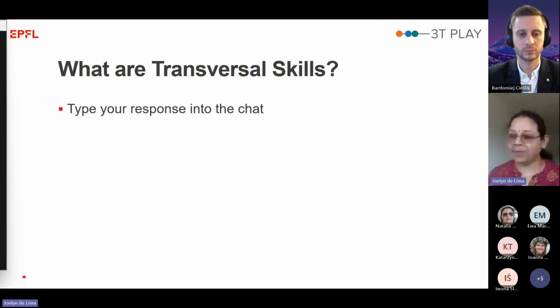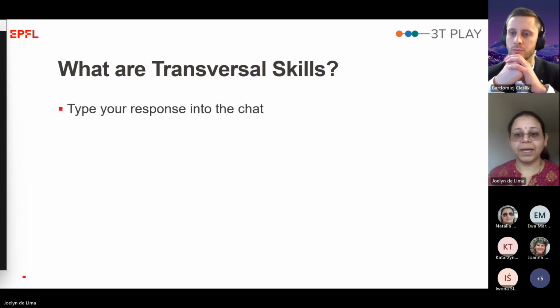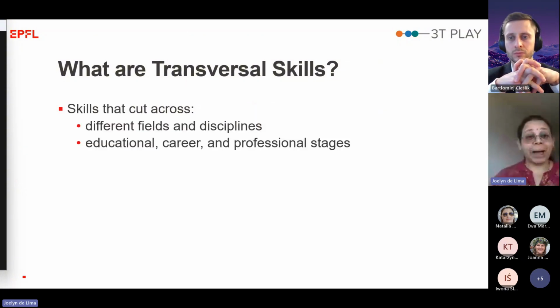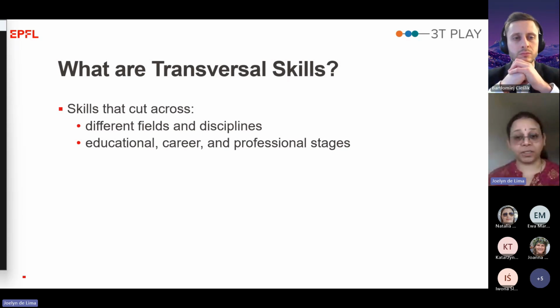I'm going to give you another 20 seconds or so to type it out. Yes, general skills in various elements of our life, set of social skills. All these are correct. All these are types of transversal skills. If you think about broadly what they are, skills that cut across different fields and disciplines.